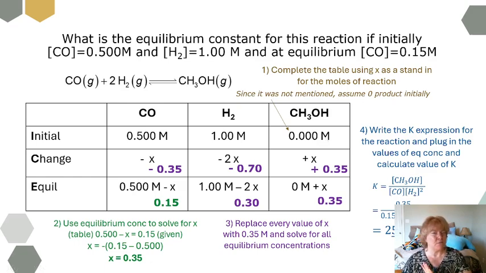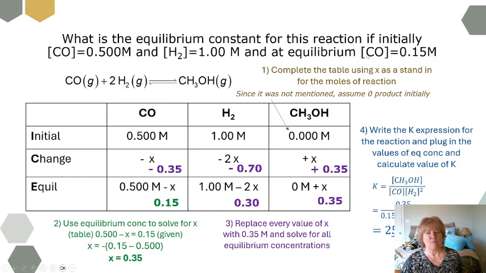Now, I don't know how many moles react, but let's say it's X. Since the coefficient of CO is 1, I know this will decrease by X. Since the coefficient of hydrogen is 2, however many of CO reacts, twice as many of hydrogen will react. And for the product, since there's a coefficient of 1, it would be increasing by X. Now I can write the expression 0.5 minus X as my equilibrium value, 1 minus 2X as my equilibrium value expression, and 0 plus X as my equilibrium value expression.